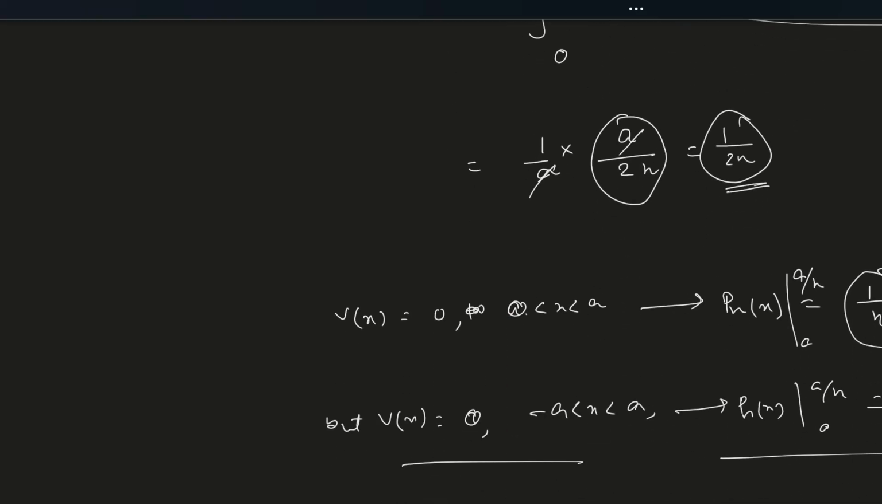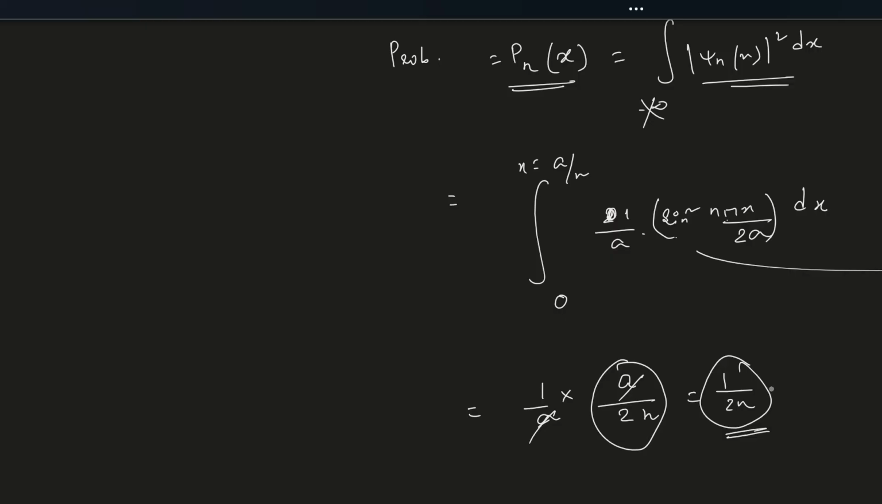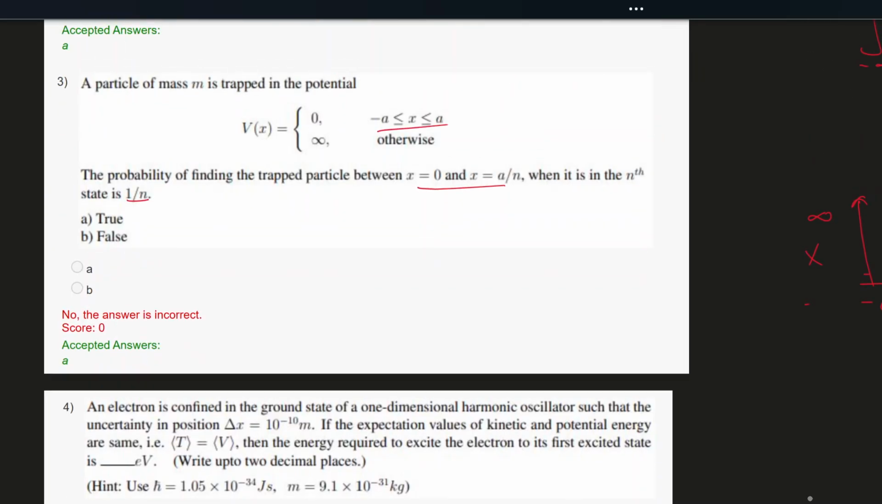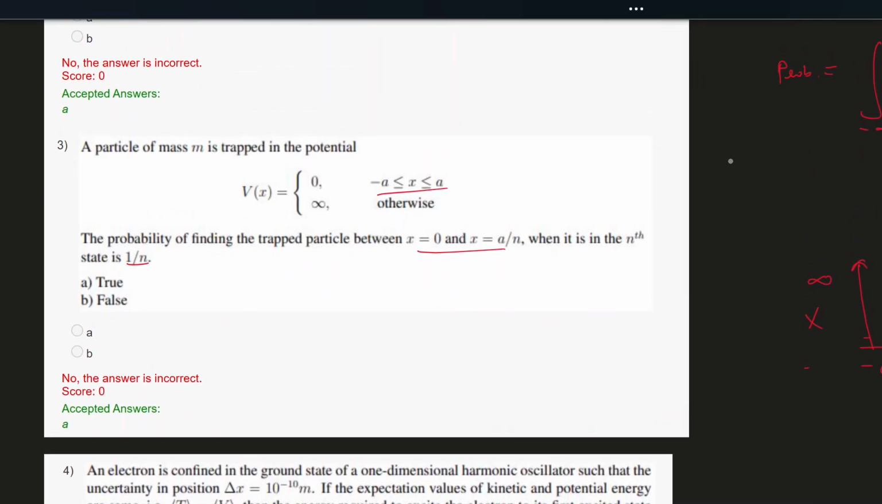But the idea is that whether or not the question and the solution given to us match, the statement that 1 by n is the probability for the particle being trapped from 0 to a by n will be false, given the potential is in this form. So in this case our probability answer will be 1 by 2n and not 1 by n. And I also gave you the physical reason why that makes sense, because now you have both sides of 0 for the particle to be at, so the probability from earlier will be half.